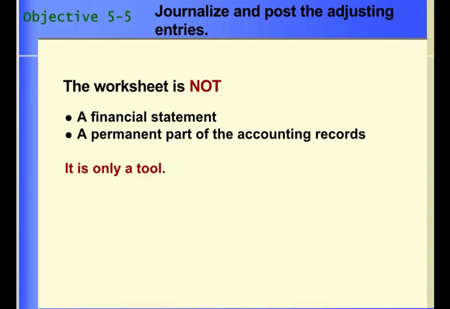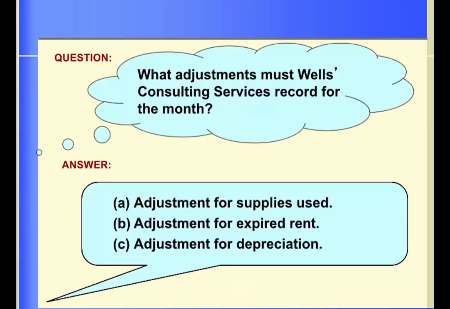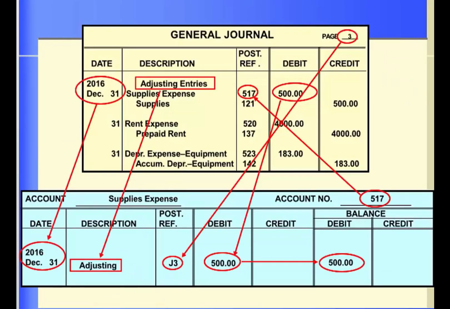Remember, a worksheet is just a tool that accountants use. It is not a formal financial statement. The adjustments shown on the worksheet must become part of the permanent accounting records. Each adjustment is journalized and posted to the general ledger accounts. The 5th objective of this chapter is to journalize and post the adjusting entries. Recording the adjusting journal entries is also the 6th step in the accounting cycle.